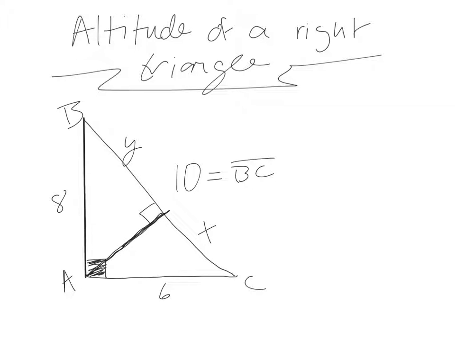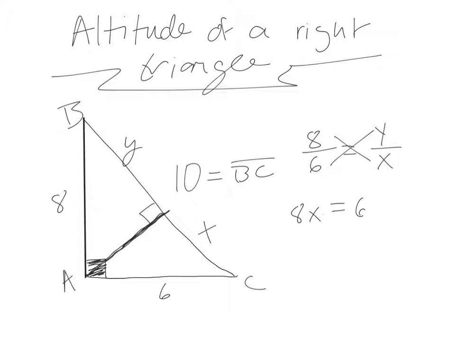We can use a similar strategy to what we did in our last lesson with angle bisectors by setting up a proportion such as 8 over 6 equals Y over X. And from there, we can use cross multiplication. So you end up with 8x equals 6y.